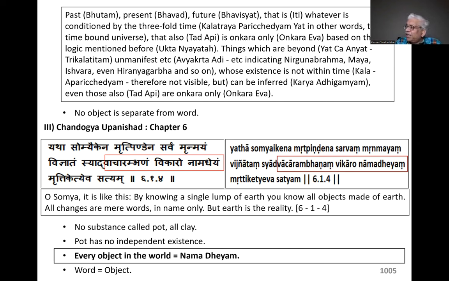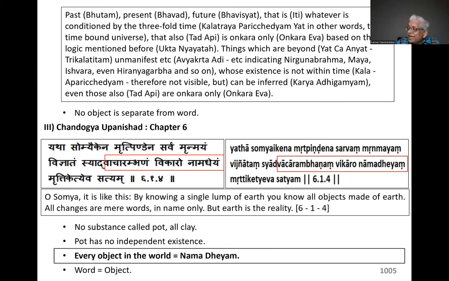So every object in the world is nothing but name and form. This is what we have studied in the sixth chapter of Chandogya Upanishad. It says the entire world can be described as name and form. Vacharambanam vikaro namadheyam mrittikeityeva satyam. Clay is satyam, but what is mithya? Clay is satya.